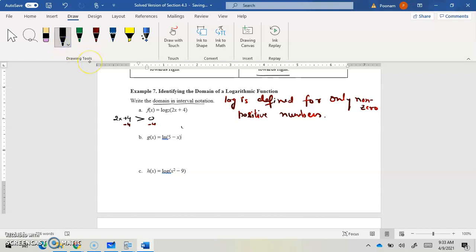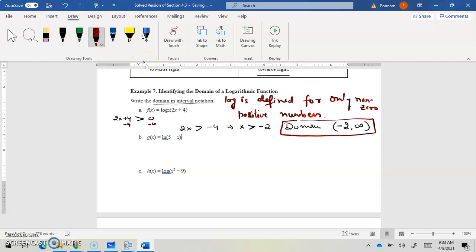We would get 2x is more than negative 4. By dividing both sides by 2, we would get x is greater than negative 2. So my domain would be equal to negative 2 to infinity. Remember, do not put a close parenthesis, because at the close parenthesis this becomes 0. We do not want this whole expression to be 0 because log is not defined at 0.